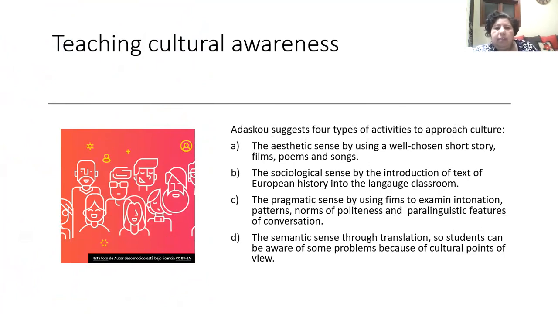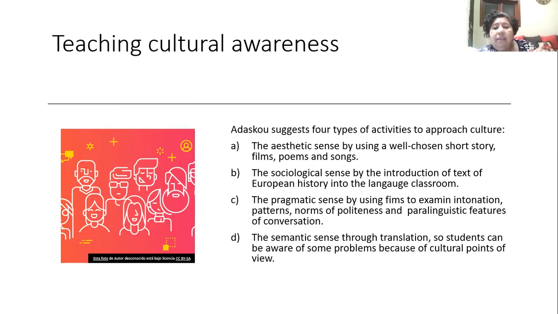Byram also suggests four types of activities to approach culture. One way is the aesthetic sense, by using well-chosen short stories, films, poems, and songs. He presents this activity in contrast with the activities in the textbook, because there are short stories in the textbook, but they are not complete. If we want something more meaningful for the students, it is necessary to look for these kinds of short stories, for example, in the library or on the internet, or films, poems and songs, which are going to develop in the students this aesthetic sense.